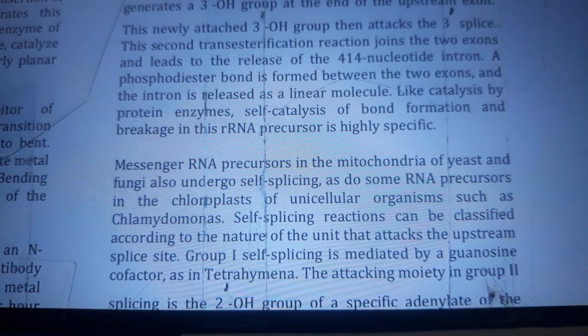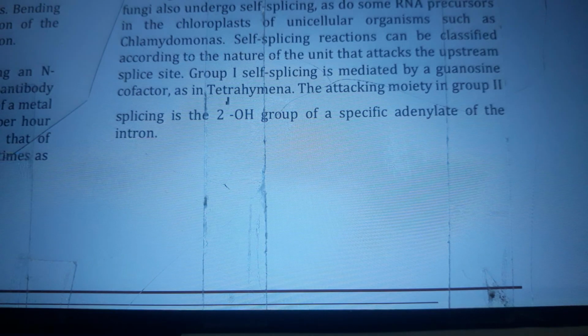Like catalysis by protein enzymes, self-catalysis of bond formation and breakage of this RNA precursor is highly specific. Messenger RNA precursors in the mitochondria of yeast and fungi also undergo self-splicing, as do some RNA precursors in the chloroplasts of unicellular organisms such as Chlamydomonas.